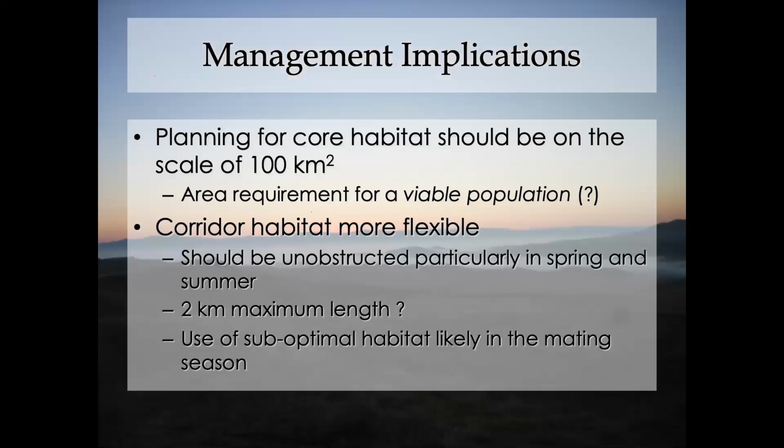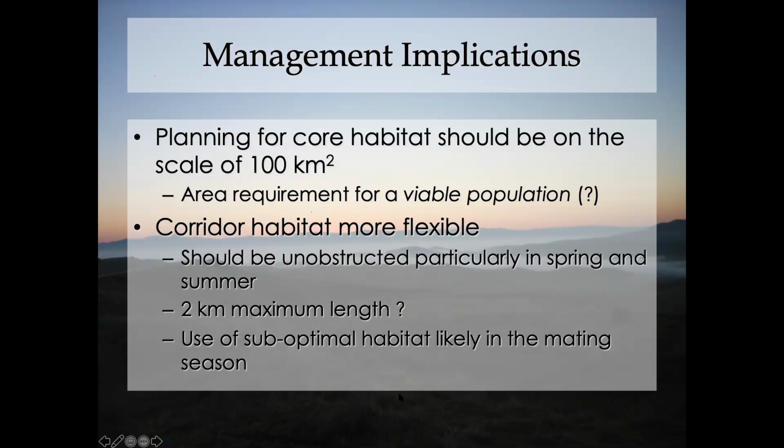Well, from what we gathered in this study, we realized that for management, the planning for core habitat for a population of badgers should be on a pretty large scale, at least 100 square kilometers to accommodate a group of badgers like the one I was studying, if that area is enough for a viable population. And we really don't know in the long term how sustainable the population at Fort Ord is, given the small number of animals that are there and the limited opportunities it seems to have to move in and out.